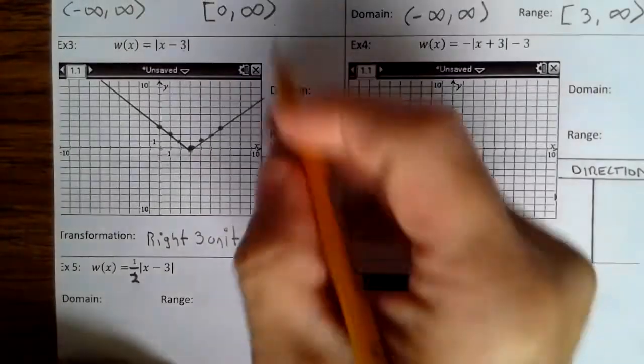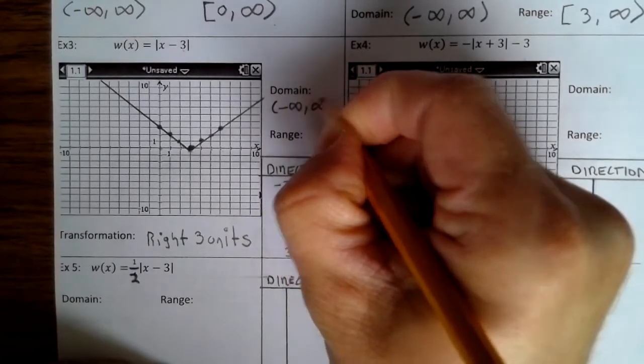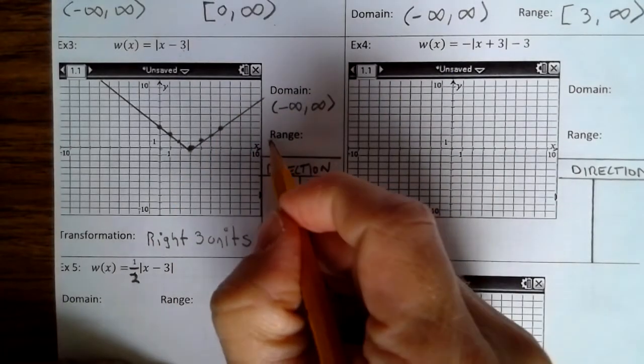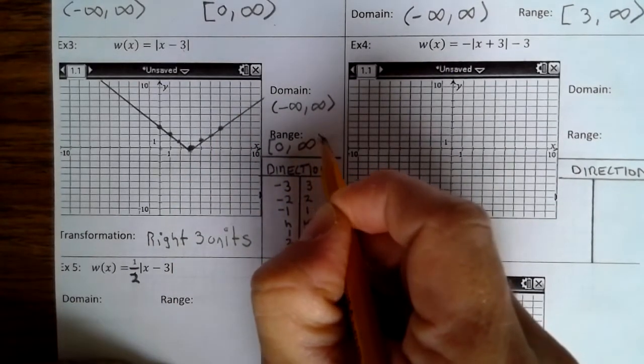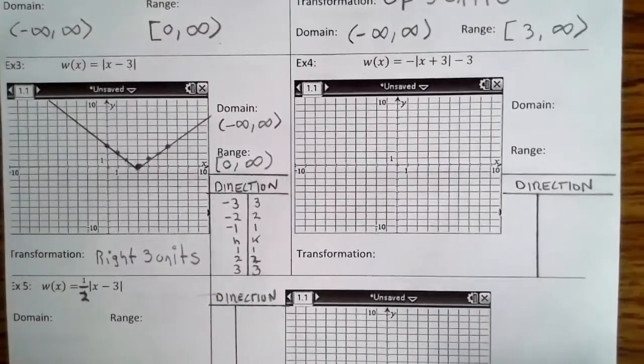Now the domain again is still negative infinity to positive infinity. The range, because it didn't go up or down, is still bracket 0 to infinity. All right, let's take a look at example 4.